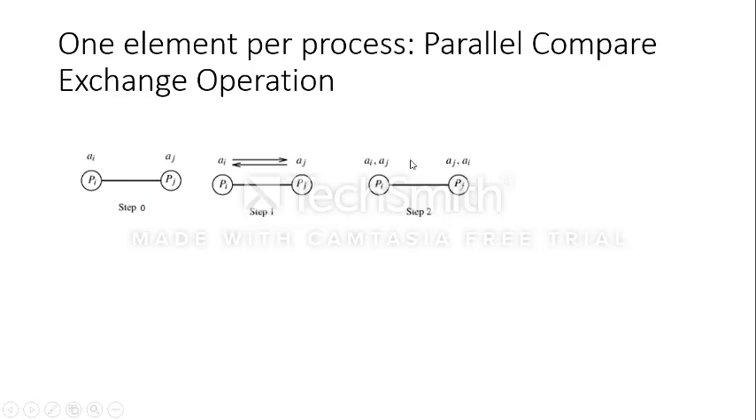Now, after this, in step 2, we can observe that the process Pi has the values Ai as well as Aj. Similarly, the process Pj has the values Aj as well as Ai.